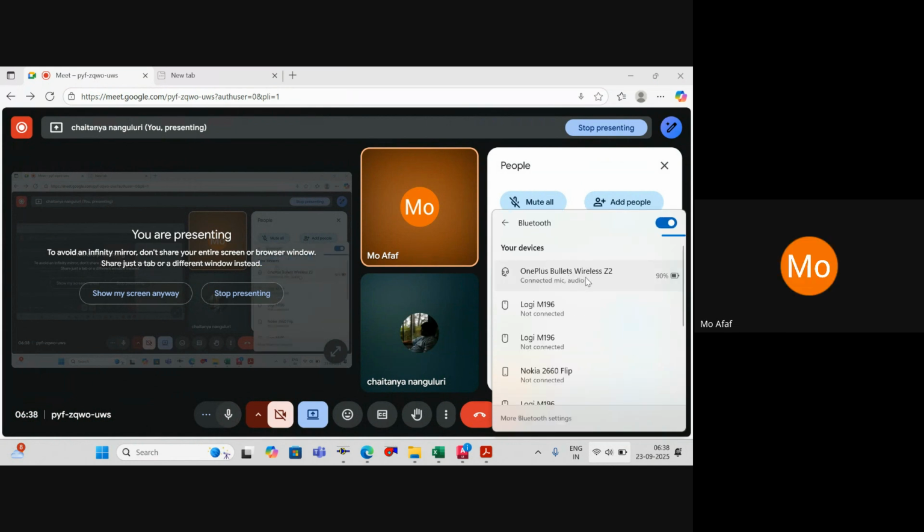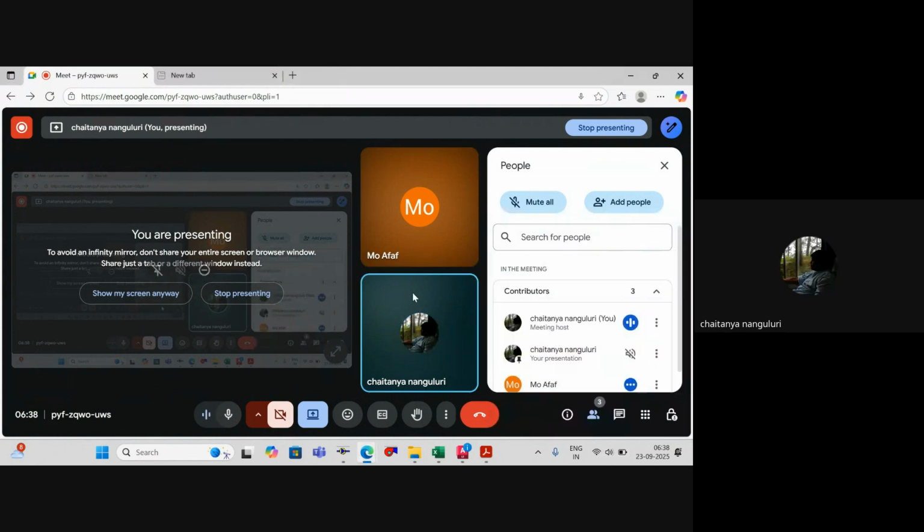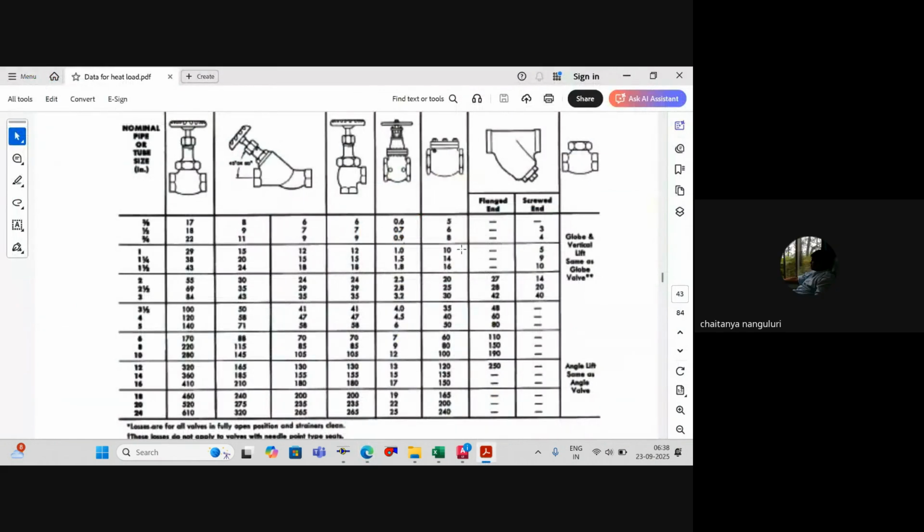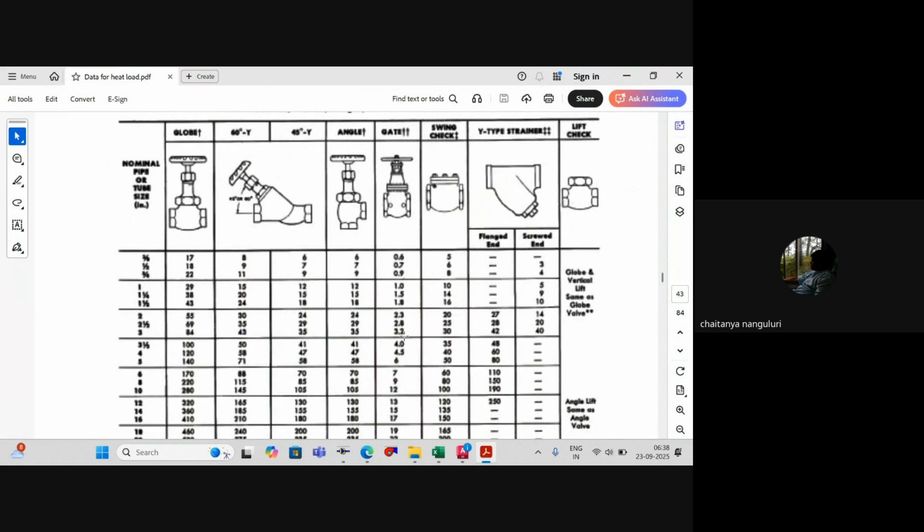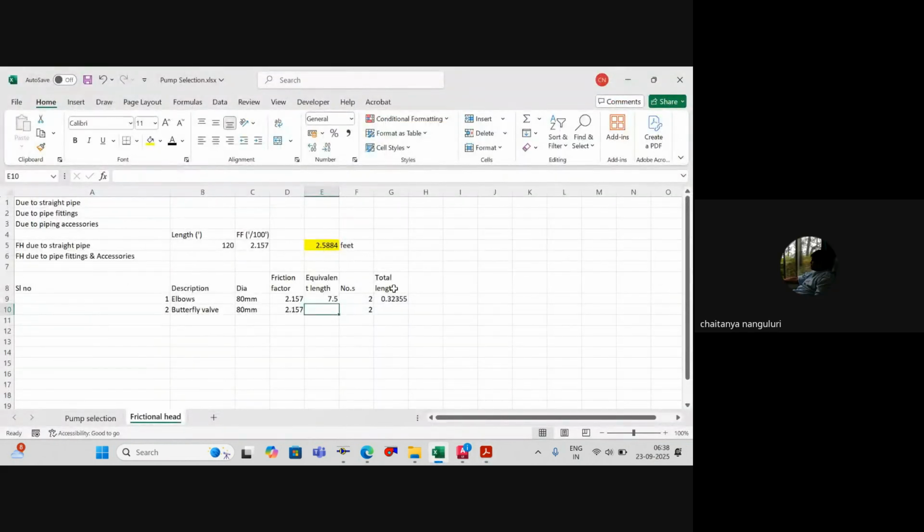Hello, am I audible now? Somehow the Bluetooth got disconnected and then again it got connected. That's some confusion. Anyway.